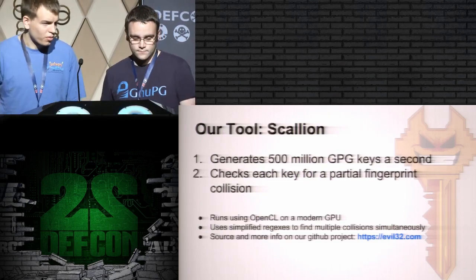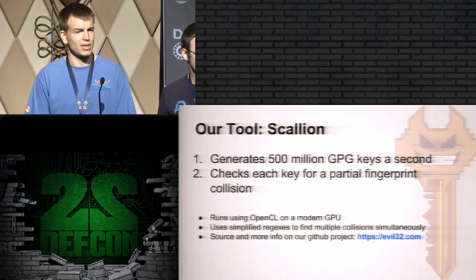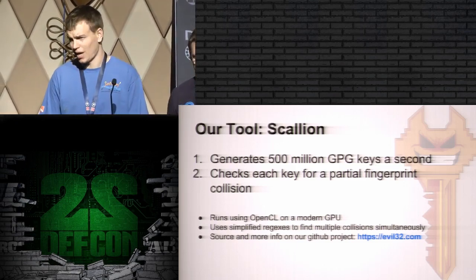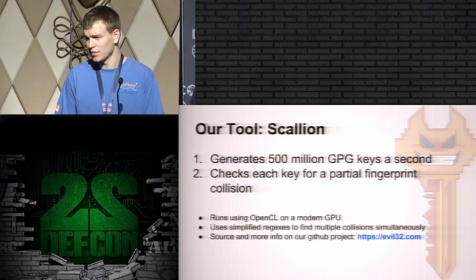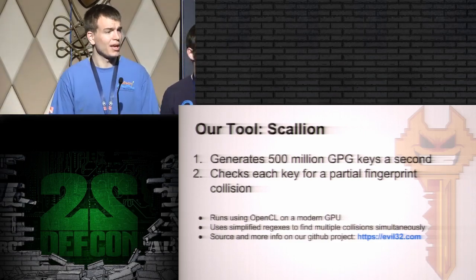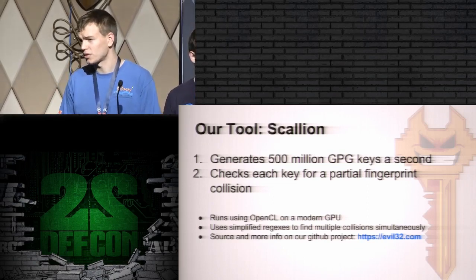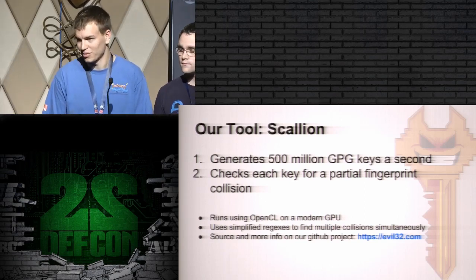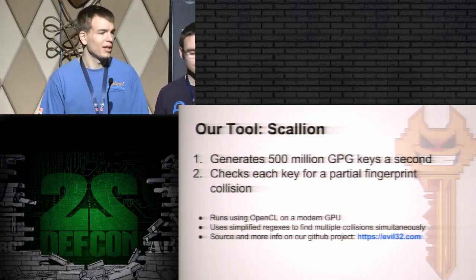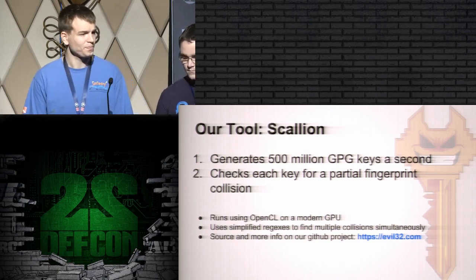Okay, so for finding these fingerprint collisions and some of this fun stuff, we wrote a tool. It's called Scallion. And the general, very high-level view of how Scallion works is it generates 500 million GPG keys a second. It does this on the GPU. And for each key, it checks for partial fingerprint collisions. Now, Scallion runs on any modern GPU. Old Bitcoin hardware is prime for OpenCL. And you can grab source and such at evil32.com.